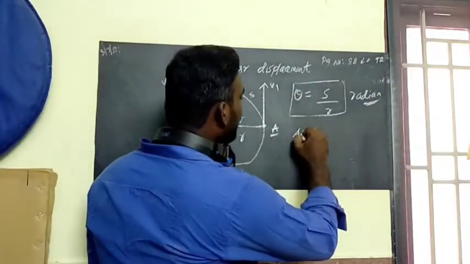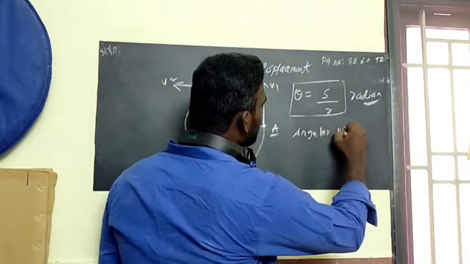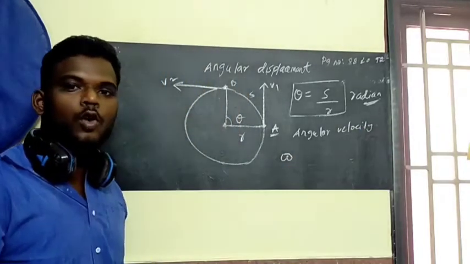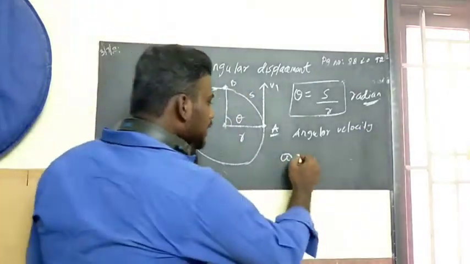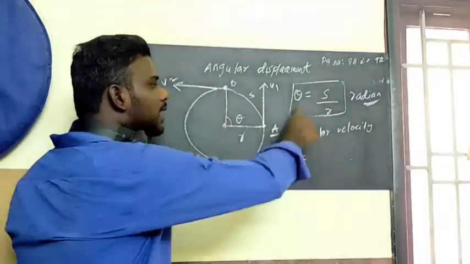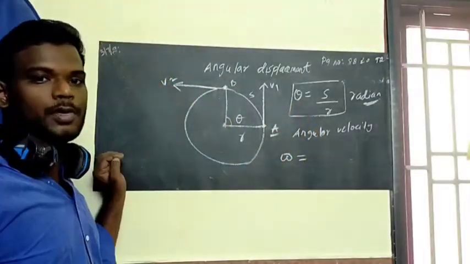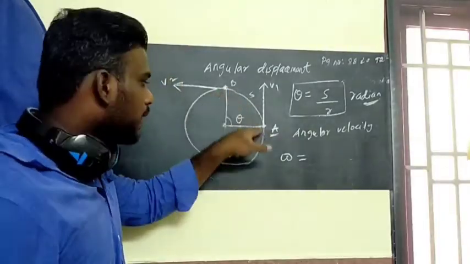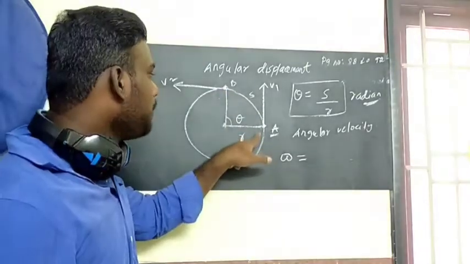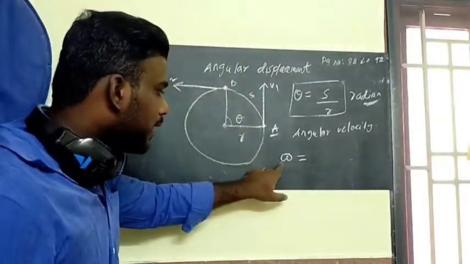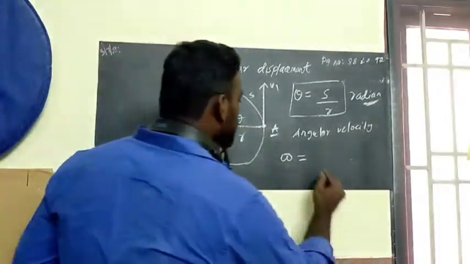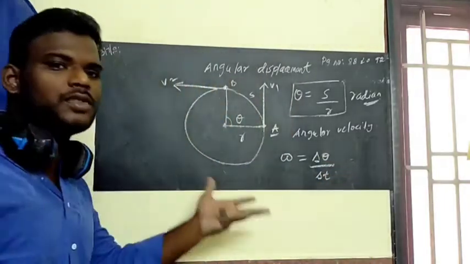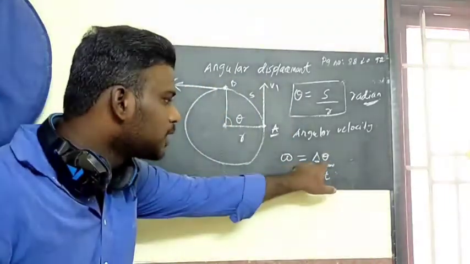And next one, angular velocity, which is denoted by omega. What is angular velocity? Angular velocity is defined as the rate of change of angular displacement. The particle will take some time to cover an angle. For example, initially it is at 0, and it takes some time to make an angle of theta. So angular velocity is the change in angular displacement divided by time.